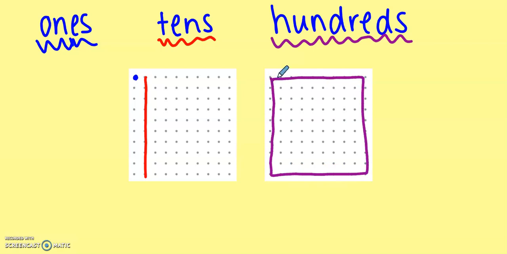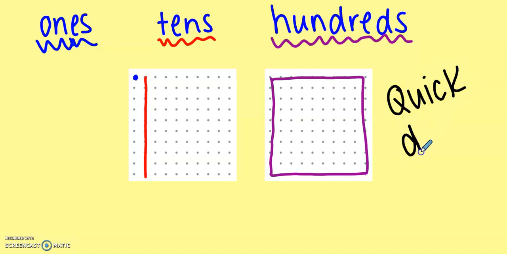I can represent 100 just with a square. We don't need to draw all of those lines. We can just draw the outline of a square to represent 100. These are tools that we like to call quick draws. They don't take a lot of time and they're very easy shapes to draw.